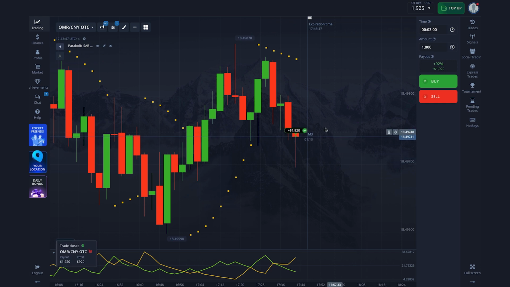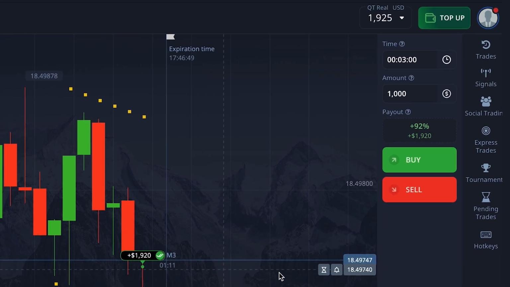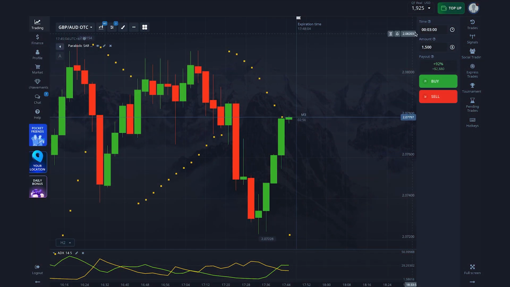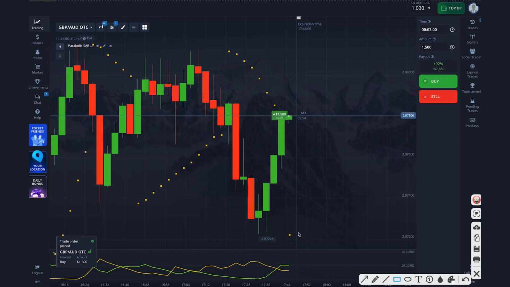The trade closes with a profit. I receive $920 and continue trading. Next situation. Expiration time is 3 minutes. I open a buy trade for $1,500.